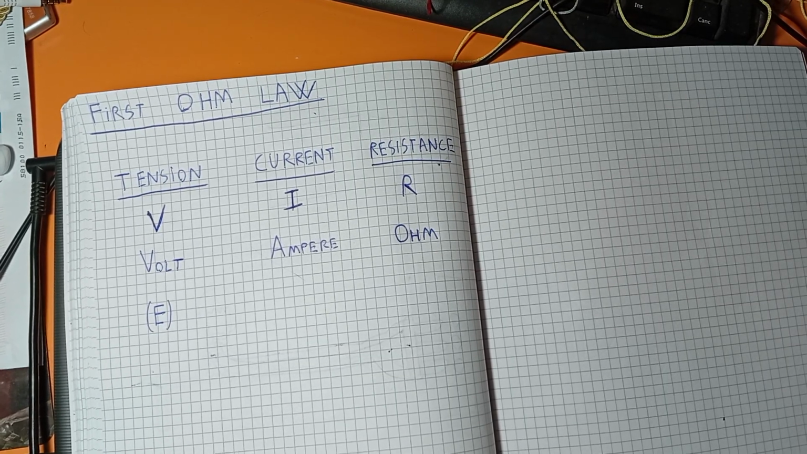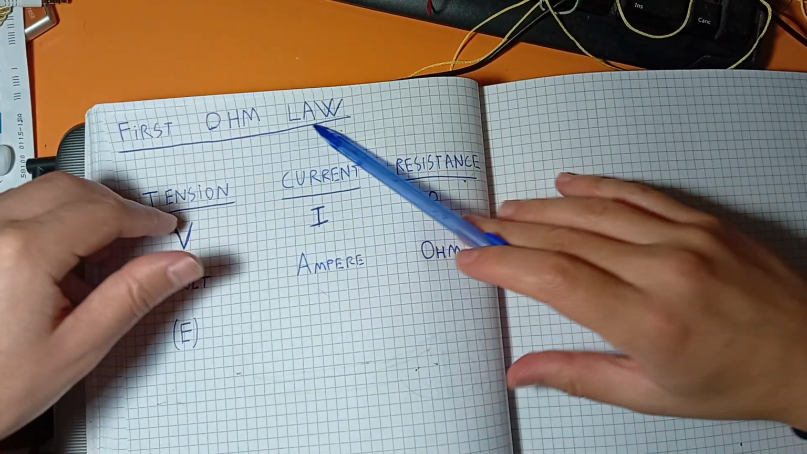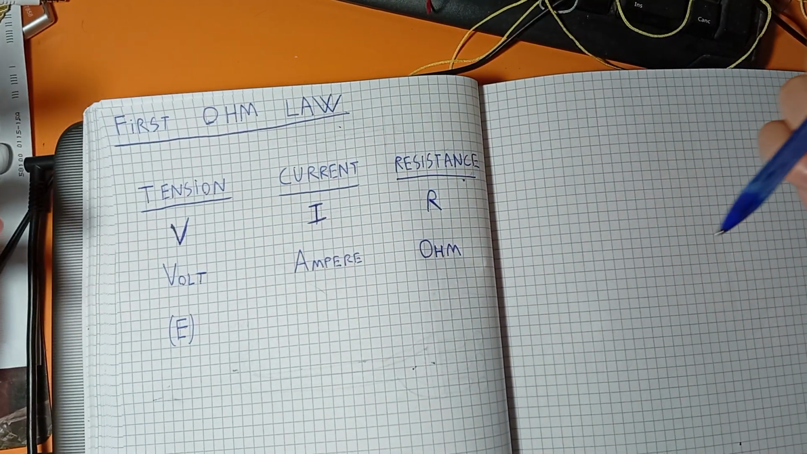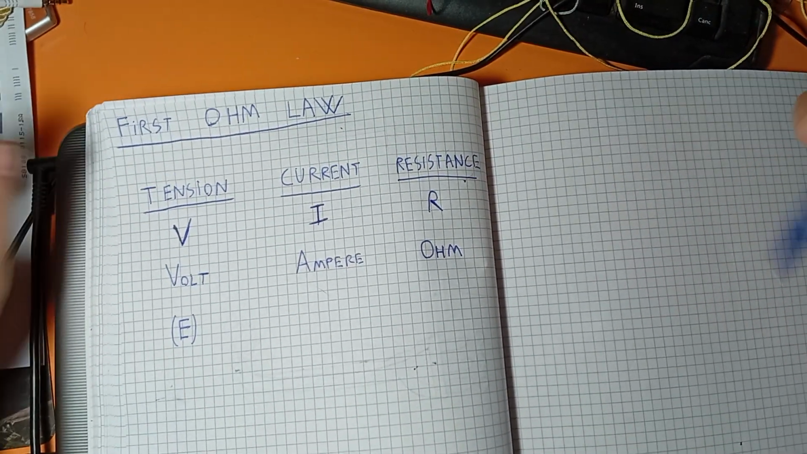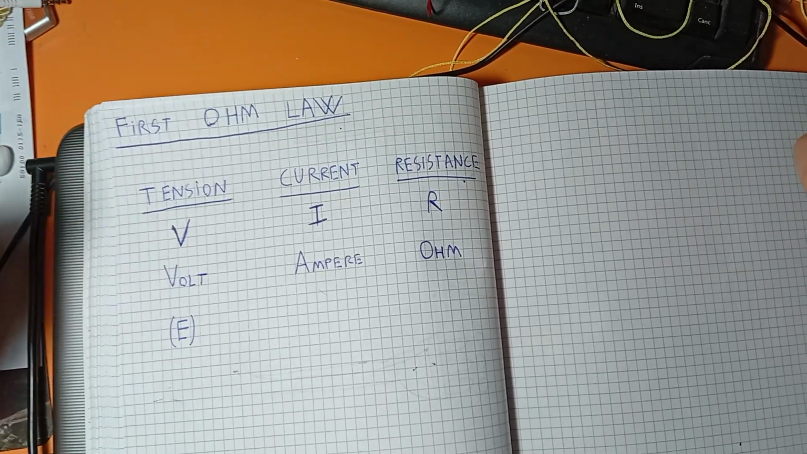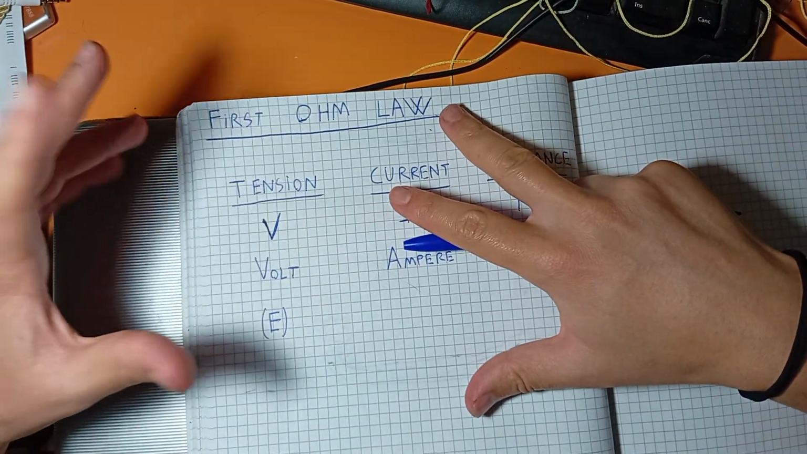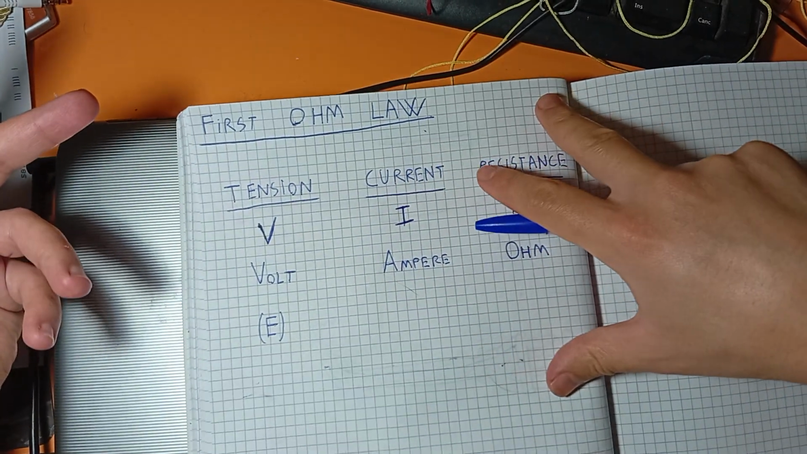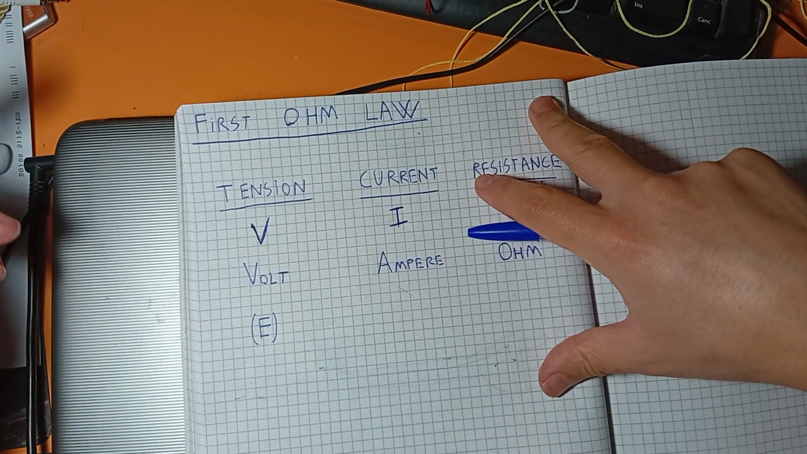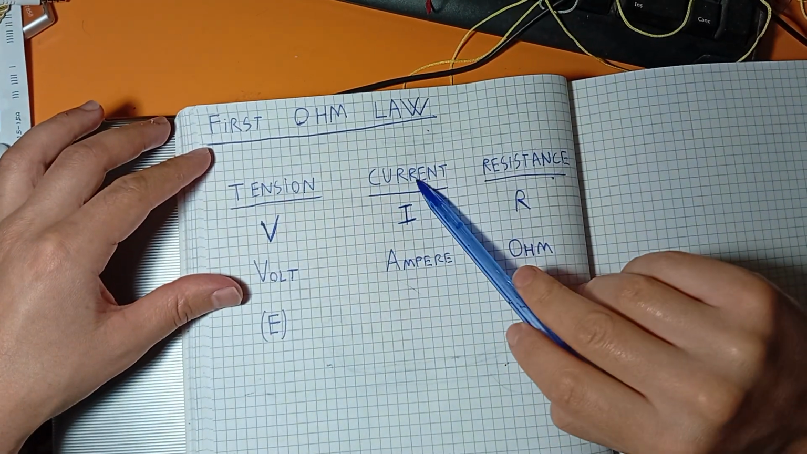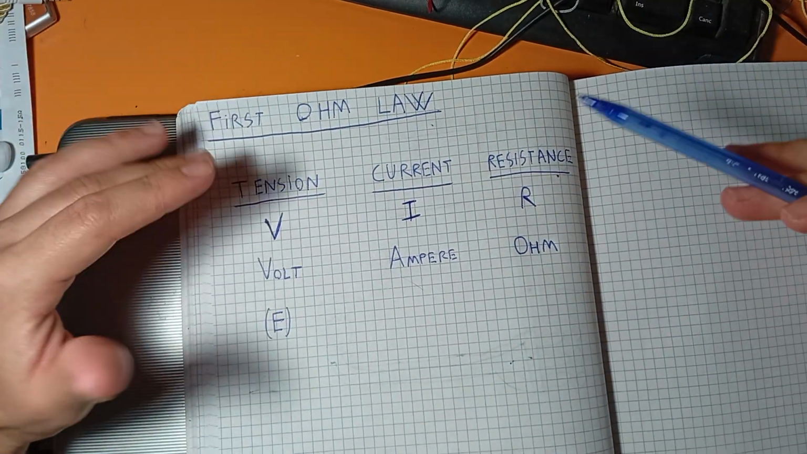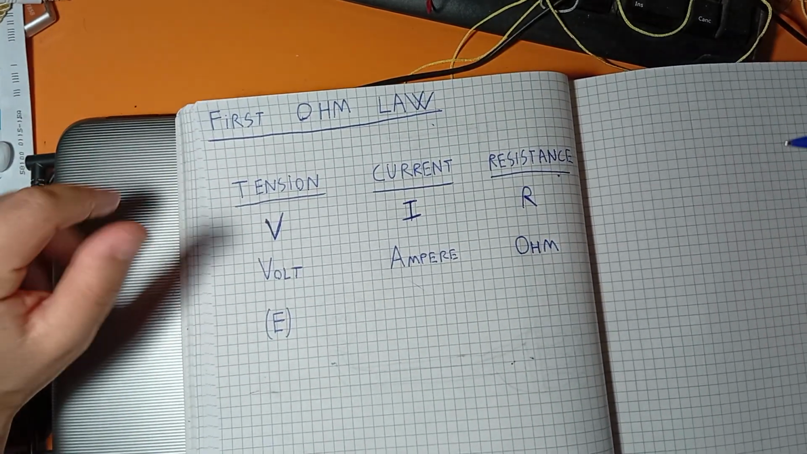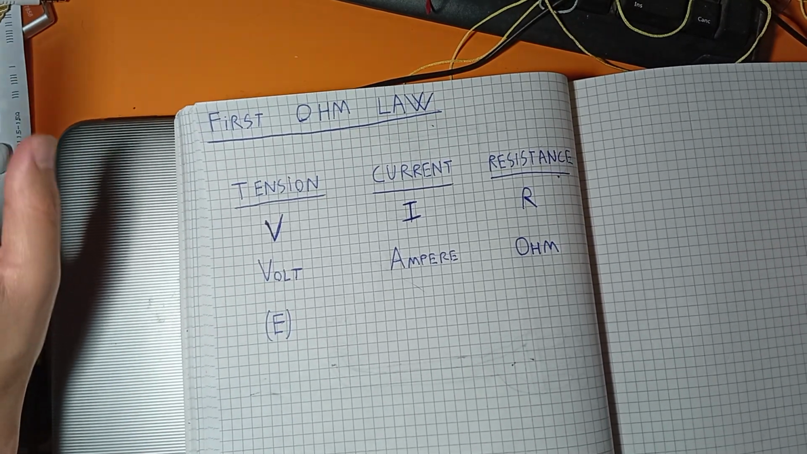Well, let's begin. The first Ohm law is one of the first principles you'll study while studying electronics, or maybe the first. What is it? This first Ohm law combines the three most important units of measure in electronics: the tension, the current, and the resistance. So what are they? Let's go one by one.